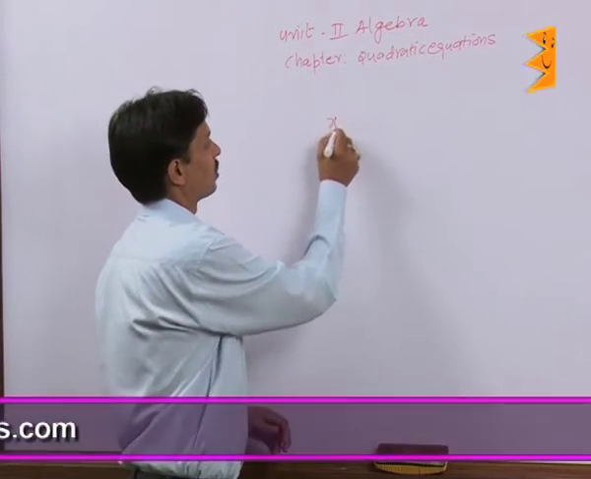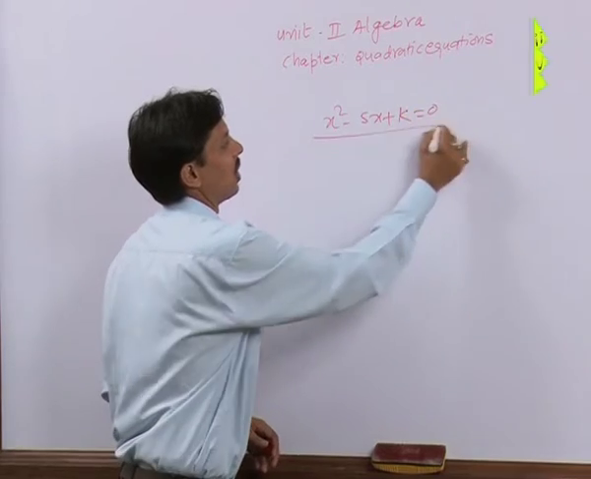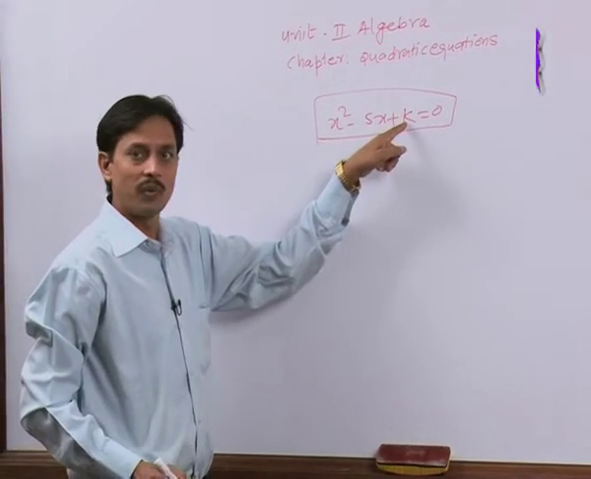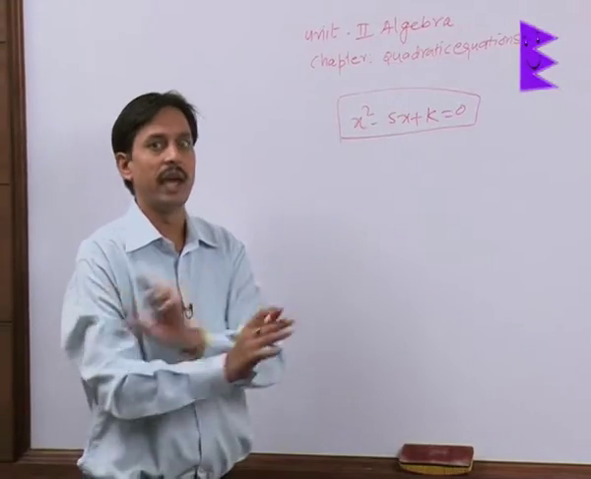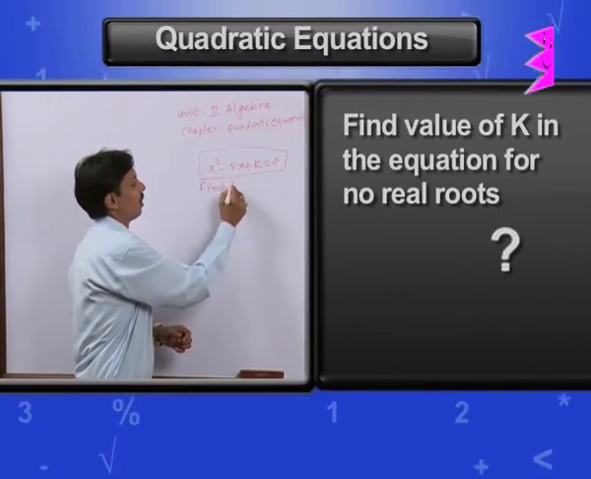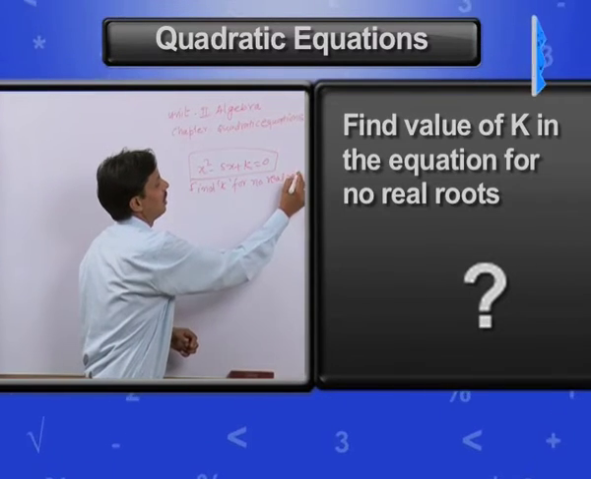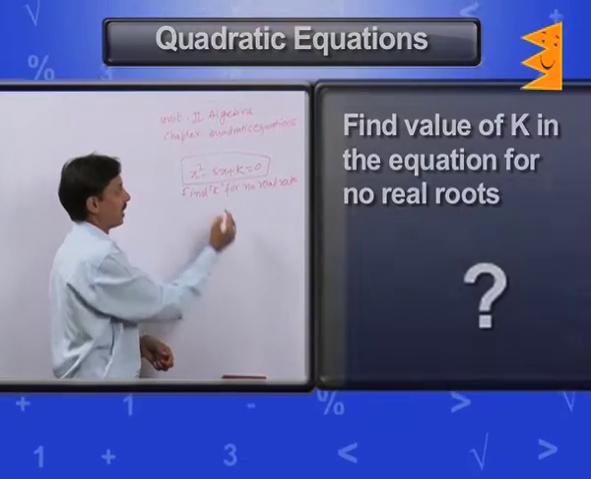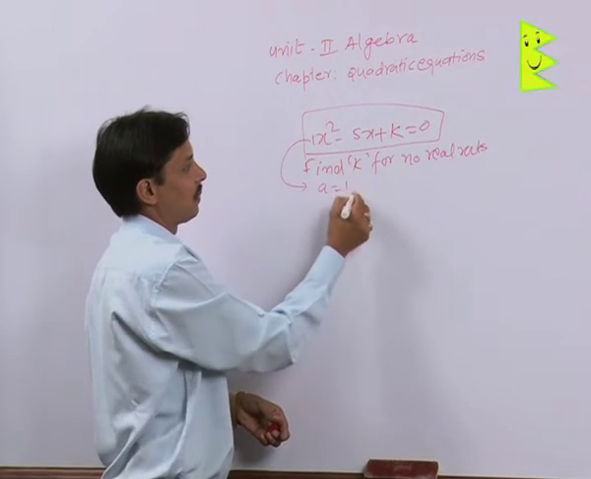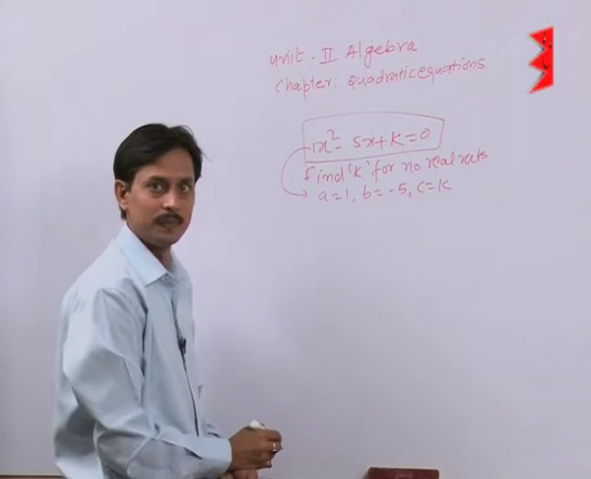Suppose x square minus 5x plus k is equal to 0 is the quadratic equation. For what value of k does this not have any real root? Find k for no real roots. What we can do is compare it with the standard form. We will get a is 1, b is minus 5 and c is k.